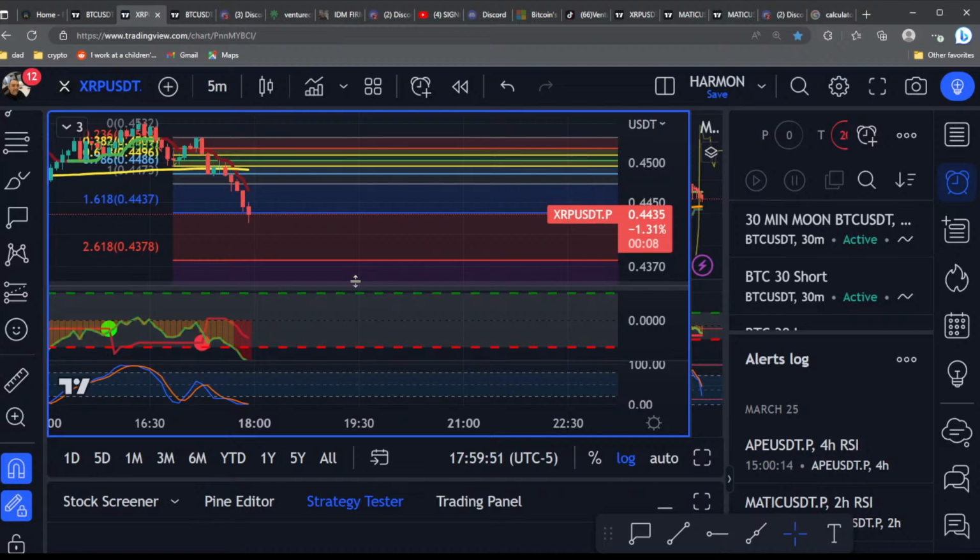Slider! I can't hear you, Slider. So Slider's inside the Discord. XRP, guys, XRP.